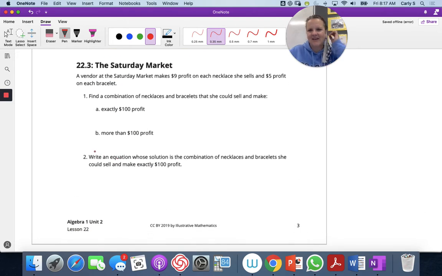All right, the Saturday market. A vendor at the Saturday market makes $9 profit on each necklace and $5 profit on each bracelet. Find a combination of necklaces and bracelets that she could sell and make exactly $100 profit. So I want $9 for a necklace plus $5 for a bracelet. It has to be exactly $100.